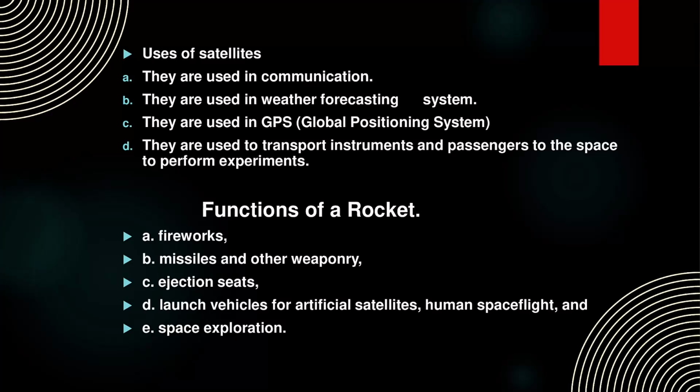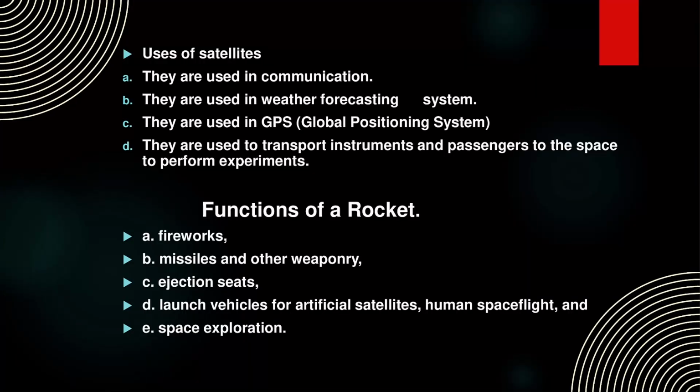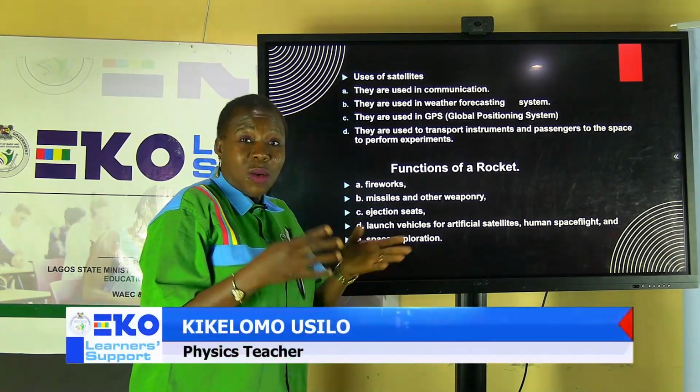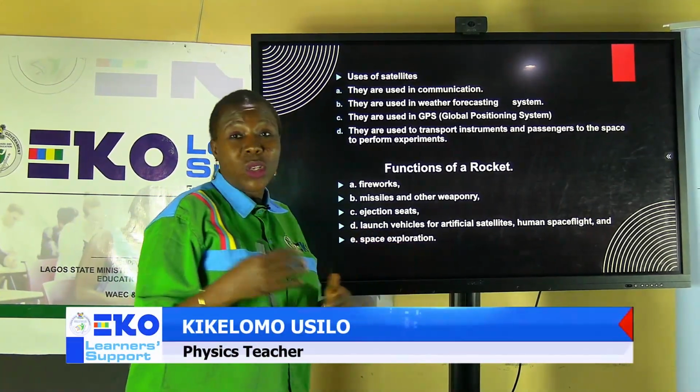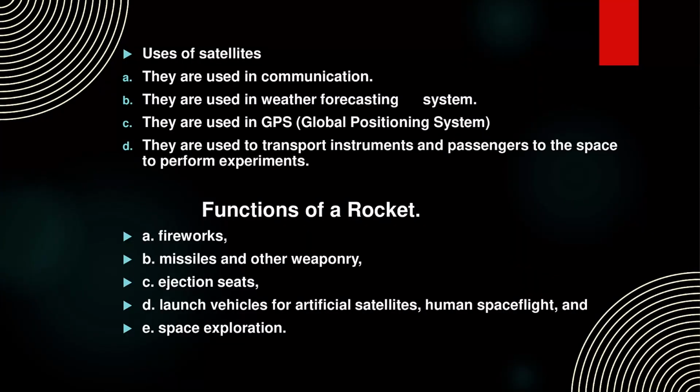Uses of satellites. They are used in communication. They are used in weather forecasting. They are also used in GPS, which is what allows us to locate various destinations. They are used to transport instruments and passengers to space to perform experiments.